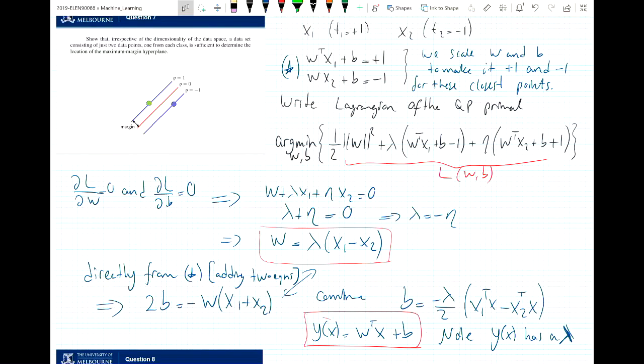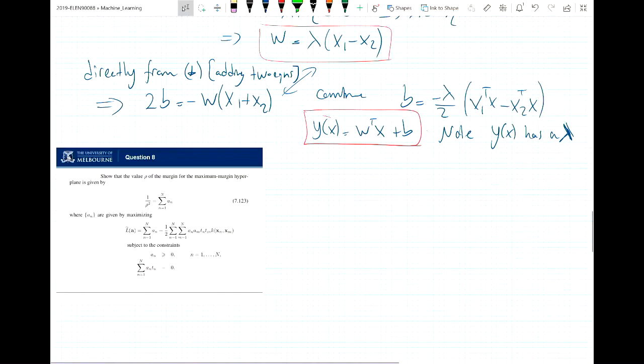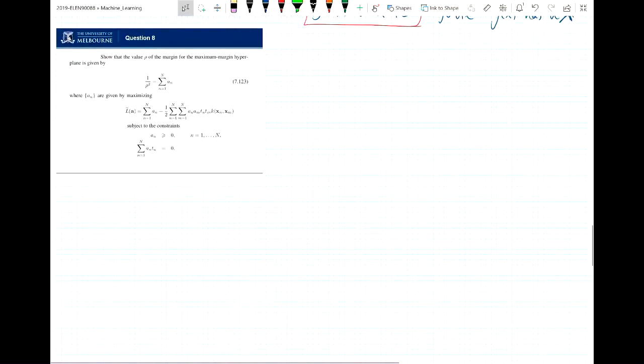The next question is a bit more cumbersome, but I think it's also worth going through. So show that the value of the margin for the maximum margin hyperplane is given by this, where the an are the Lagrange multipliers, as we defined in the slide. So there's nothing new here. We want to find the value of the margin.